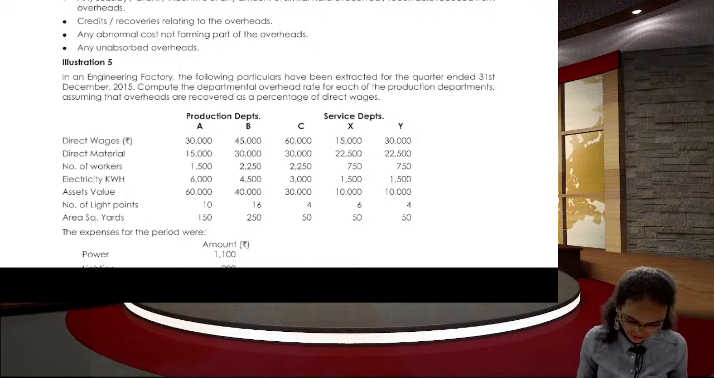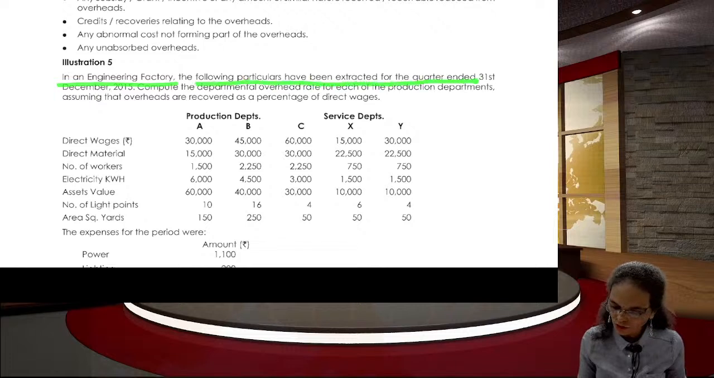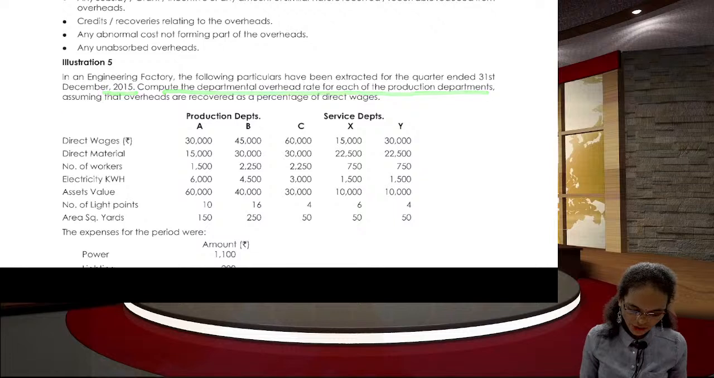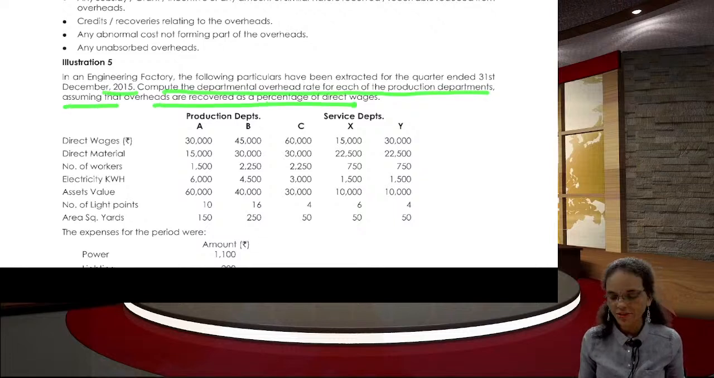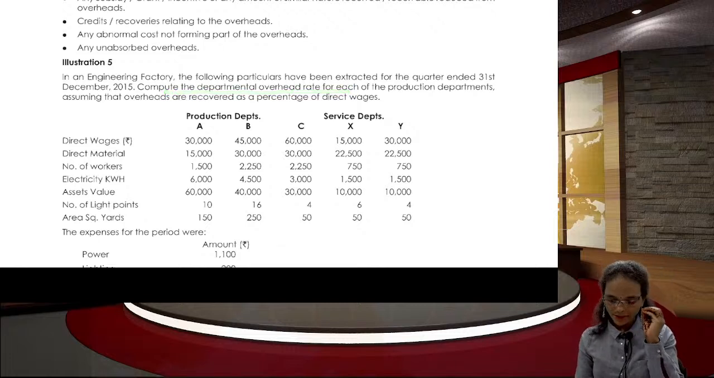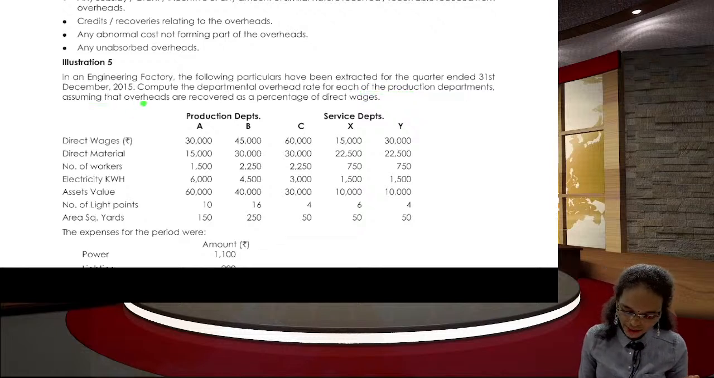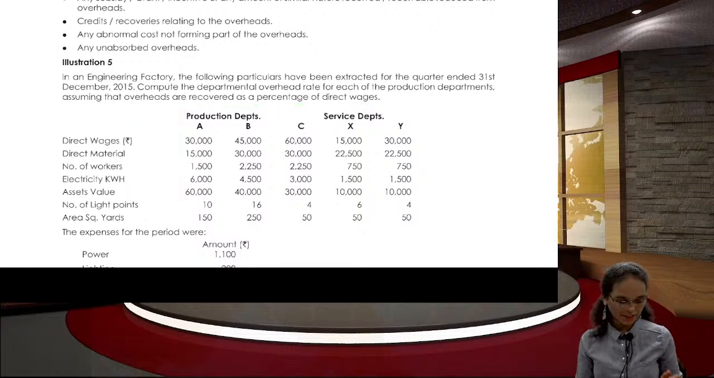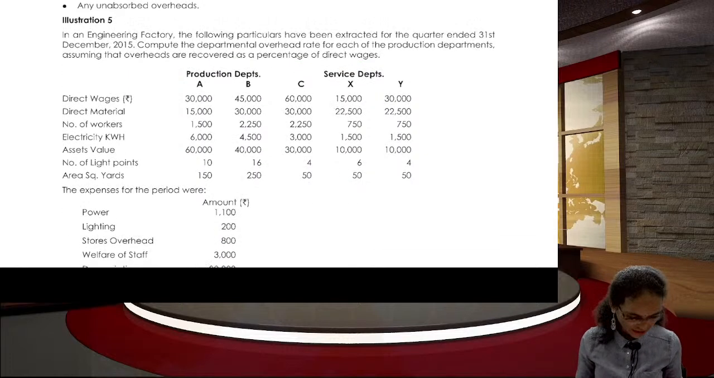The next problem: in an engineering factory, the following particulars have been extracted for the quarter ended 31st December 2015. Compute the departmental overhead rate for each of the production departments, assuming that overheads are recovered as a percentage of direct wages. We need to find out the departmental overhead rate of each production department, with overheads recovered as a percentage of direct wages.